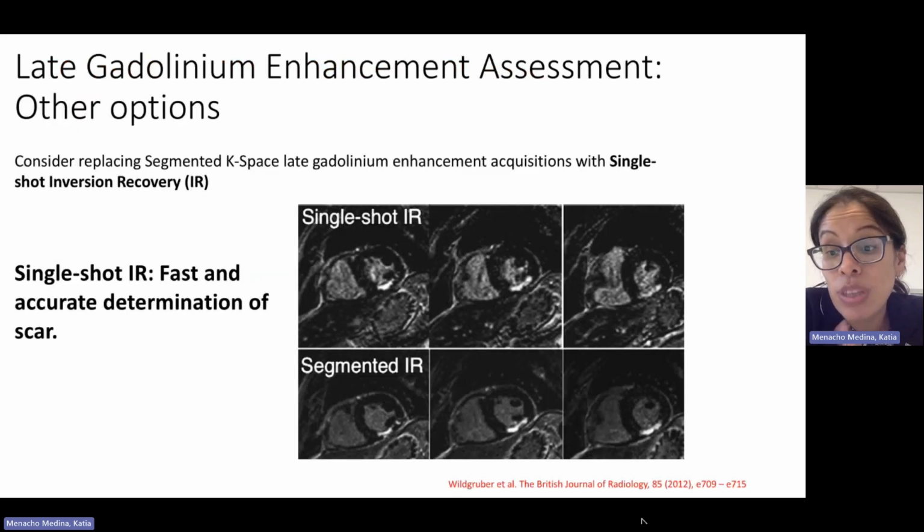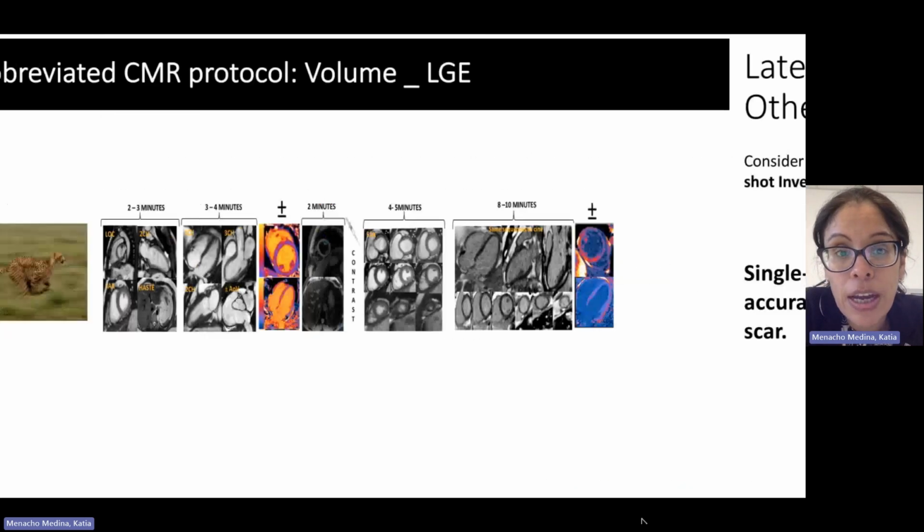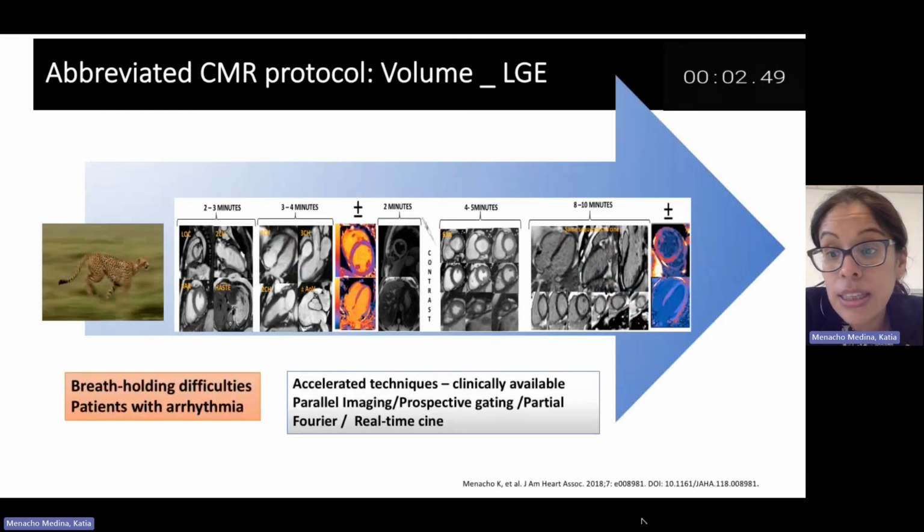And if we have patients with arrhythmia or poor breath holders, we can also use, instead of segmented late gadolinium with magnitude and PSIR, the single shot inversion recovery, where we can acquire the whole short axis stack in one single respiration and acquisition. But of course, there may be limitations in the image quality, but it is good enough if we don't have any other option.